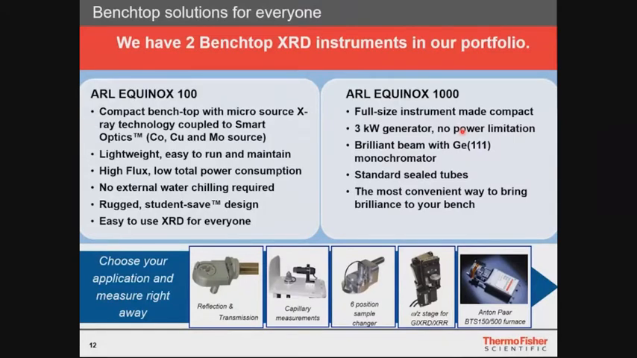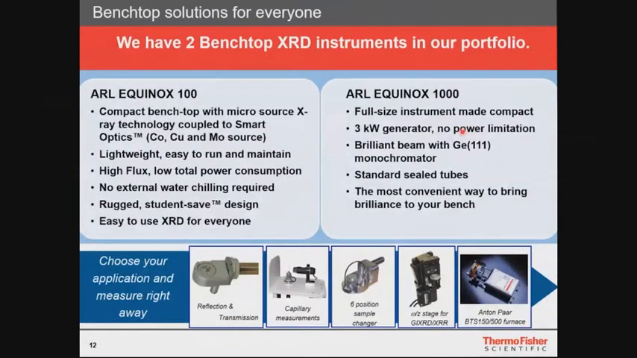On the other side, we have the Equinox 1000, which is a full-size instrument made compact. It has a 3 kilowatt generator with no power limitations. We can apply a germanium 111 monochromator. It uses a standard sealed tube, and it's maybe the most convenient way to bring some brilliance to your bench.